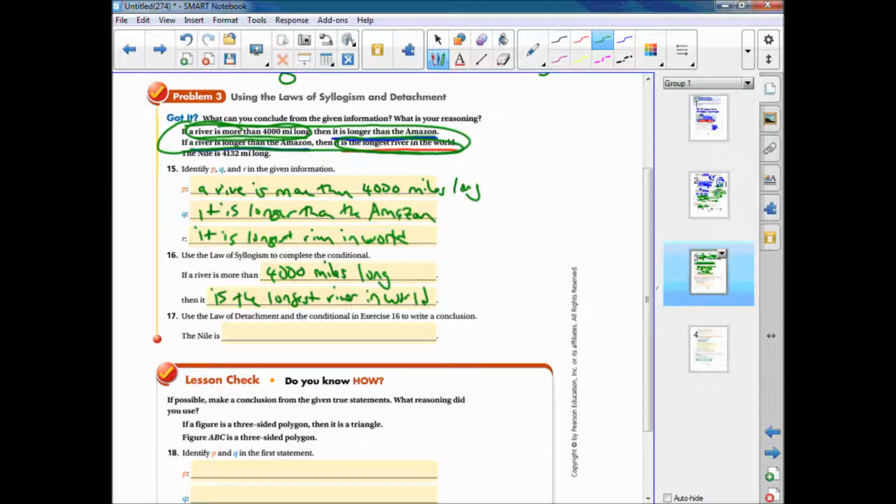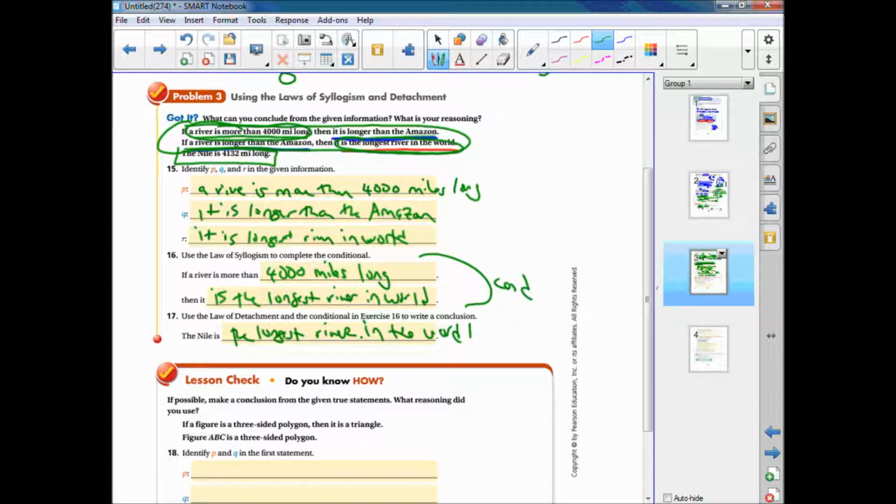Okay? And then we're going to use the law of detachment to take this conditional right here and apply it with this hypothesis, the Nile, that makes our conditional statement true. So this Nile is 4,132 miles long. So this has been detached from this, more than 4,000 miles long. So we can conclude that since our river makes our hypothesis true, then the conclusion must also be true. So the Nile is the longest river in the world.